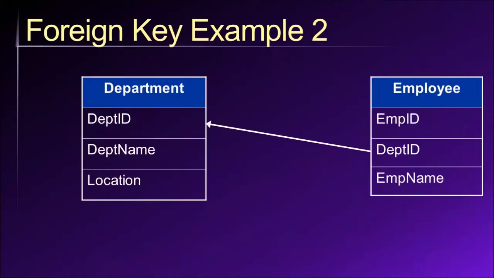In this example, we have two tables, one named department and one named employee. Here we have added department ID, which was the primary key in the department table, into the employee table, where it will serve as a foreign key. In this way, if we know the department ID for a specific employee, we can follow that relationship over to the department table and use that information to determine the name of the department in which the employee works.